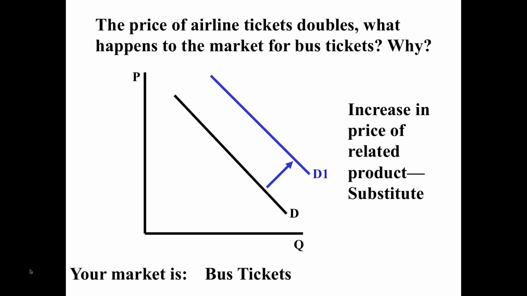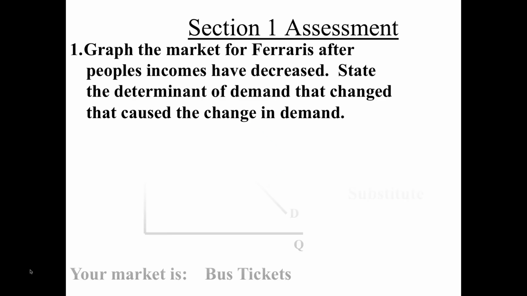All right, so let's move on to the assessment here. For this, we're going to do a couple of these demand scenarios. For number one, we're going to graph the market for Ferraris after people's incomes have decreased. We're going to state the determinant of demand that caused the change in demand.